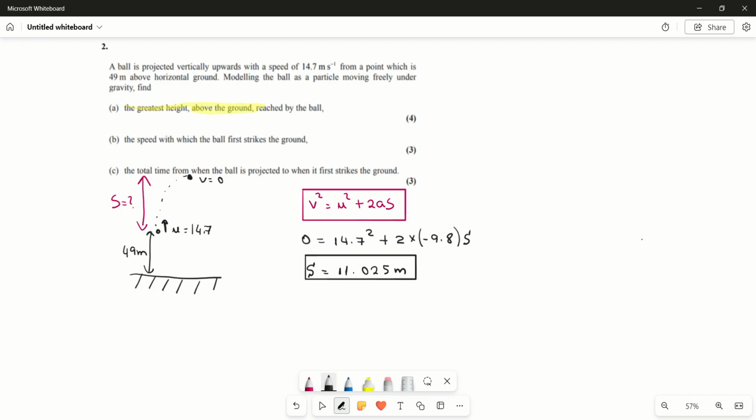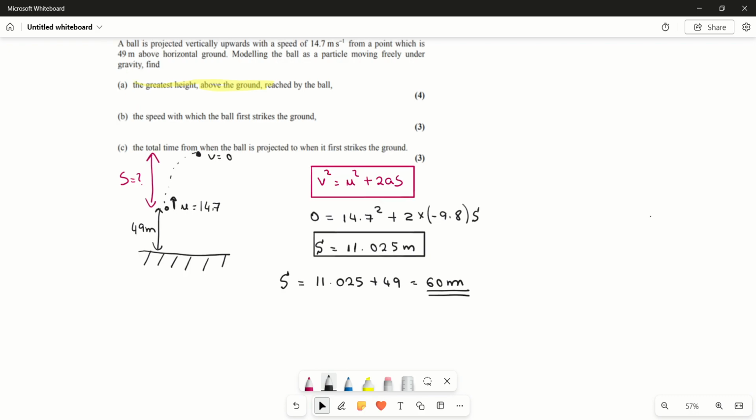So therefore the greatest height is going to be the total distance traveled, which must be 11.025 plus 49, which is 60 meters. It's moving 60 meters above the horizontal ground.